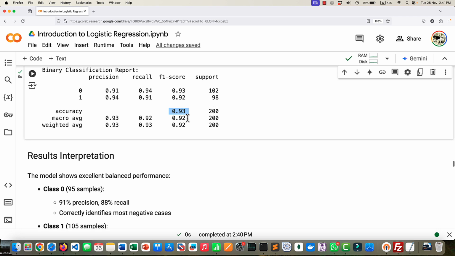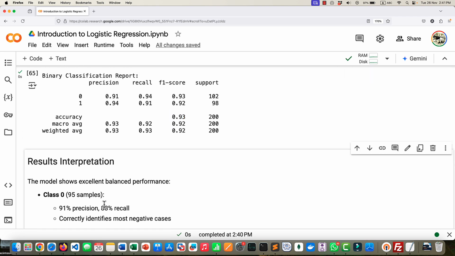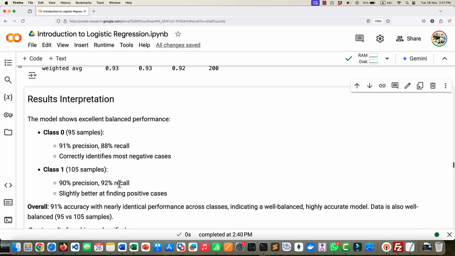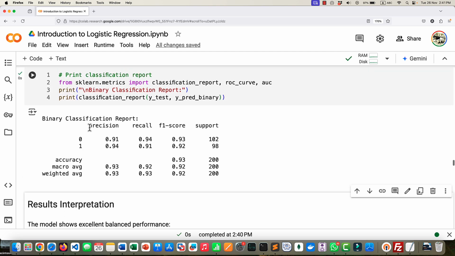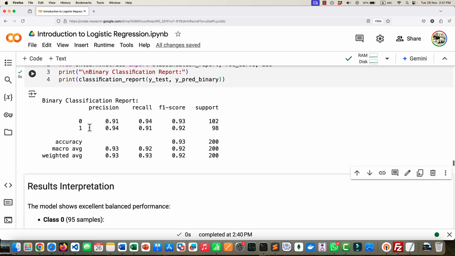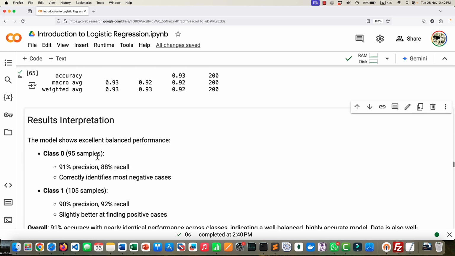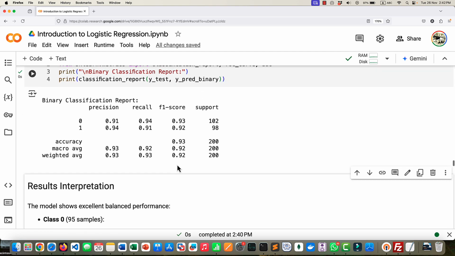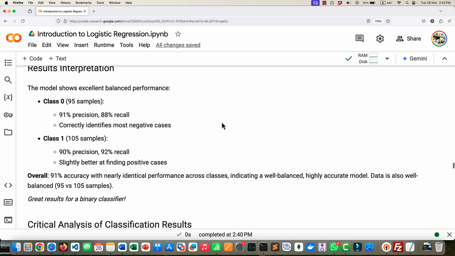So for class 0, this is the interpretation of the previous example I've done, because the split has changed and the model has changed. This is how we usually interpret it. We have class 0, and it will give us how many samples are in each class. We have 95 of the 200 in class 0. Now in our case we have 102 in class 0, because when you do the split, you can have random values of 0 and 1.